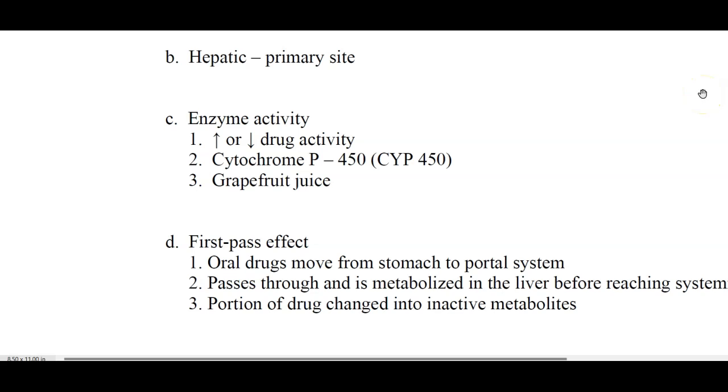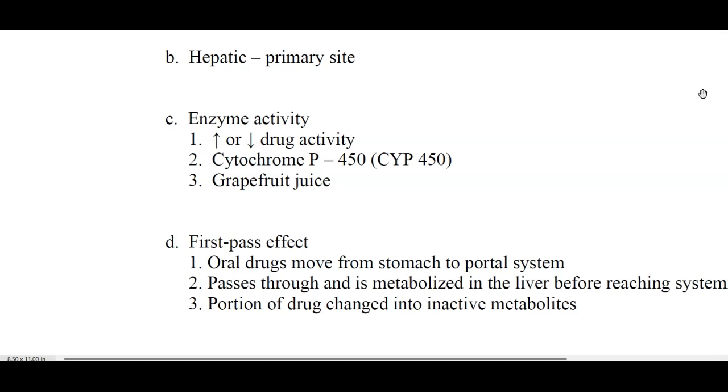Oral drugs move from the stomach to the portal system. So a drug that is absorbed in the intestine must first pass through and be metabolized in the liver before reaching the systemic circulation. Therefore, a portion of the drug changes into inactive metabolites. First pass effect reduces the bioavailability of the drug to less than 100%.